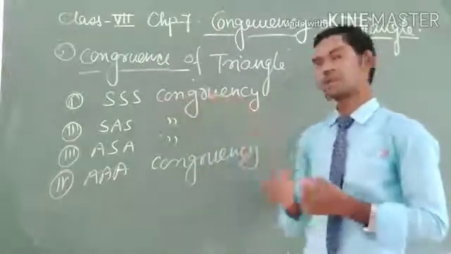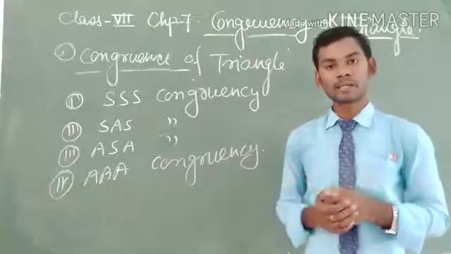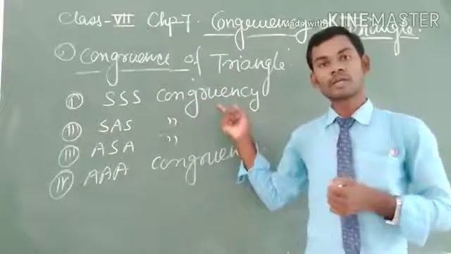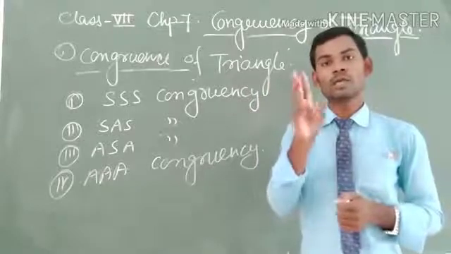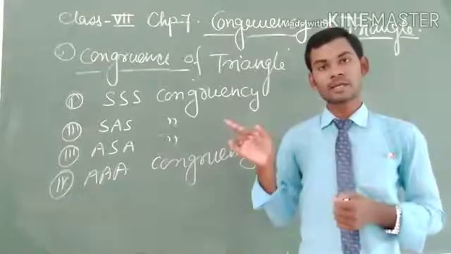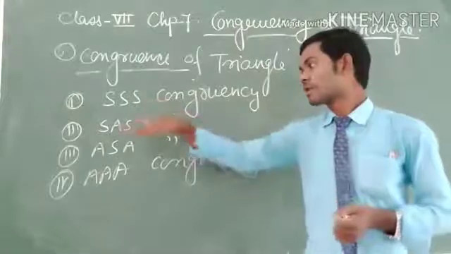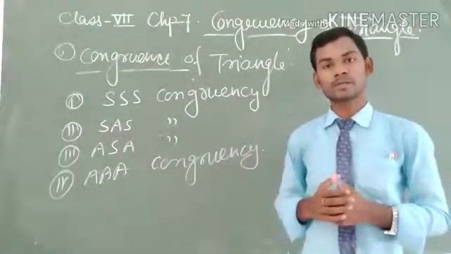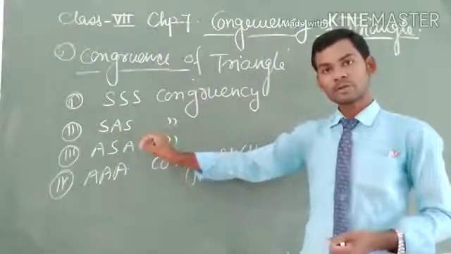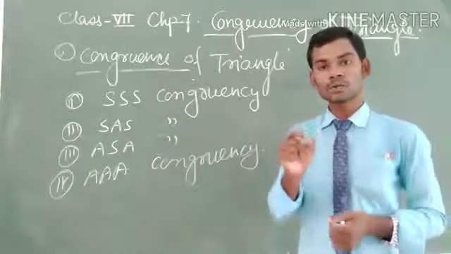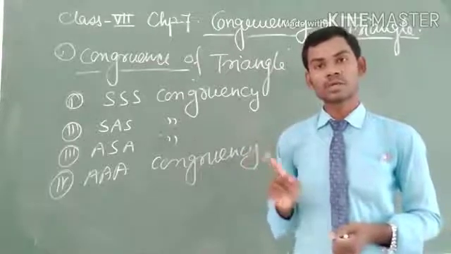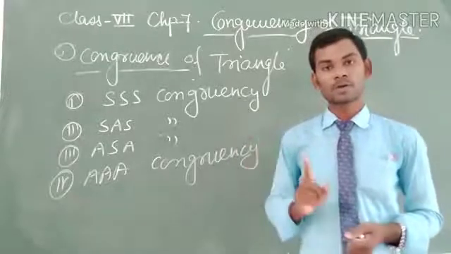The first is SSS congruency. The meaning of SSS is side, side, side congruency. In this congruency, we need to show only its three sides equal, then we can say that the triangles are congruent. The second is SAS congruency, which means side, angle, side. In this congruency, we only need to show two sides and one angle equal in both triangles. Therefore, they will be congruent.